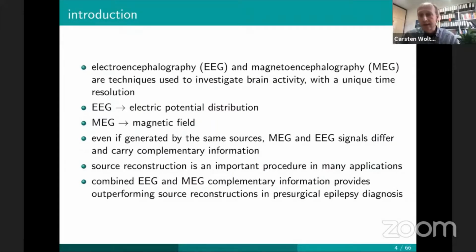I do not want to make the claim that combining EEG and MEG always outperforms single modality localizations. What I would like to say is that it makes sense to check EEG source analysis as a single modality, to compare it with MEG source analysis as a single modality, and then to also combine both modalities and try combined localization. That makes sense, and the comparison of those three source analysis results might be very instructive.